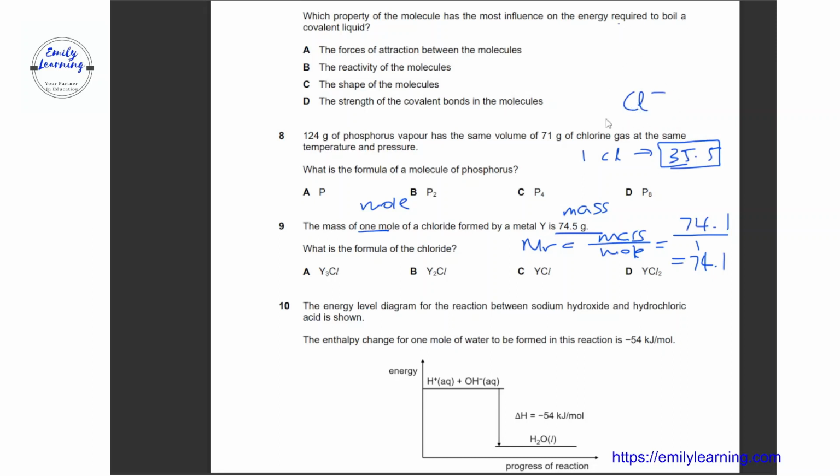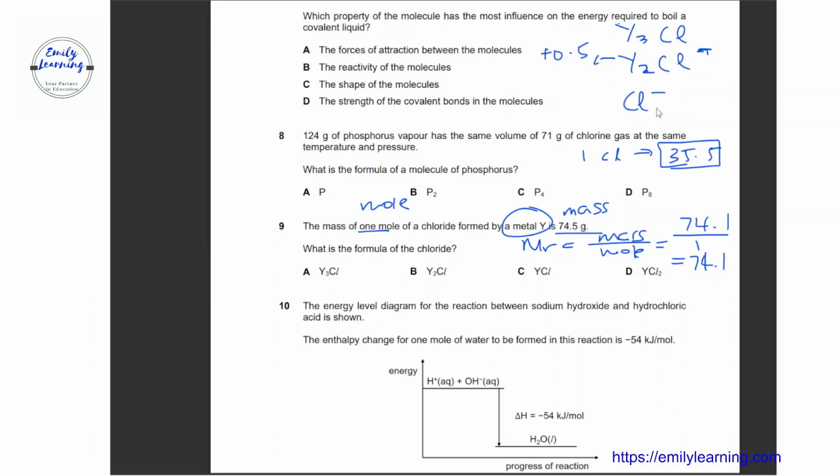So if you look at it, is it possible to have Y3Cl or Y2Cl? No. Why is it so? Let's take a look. If one Cl has a charge of -1, in order to form Y2Cl, each Y must have a charge of plus 0.5. So they have Y2Cl.